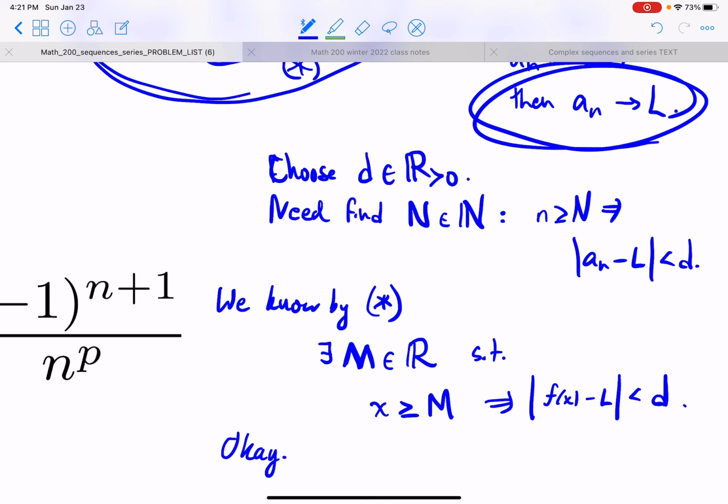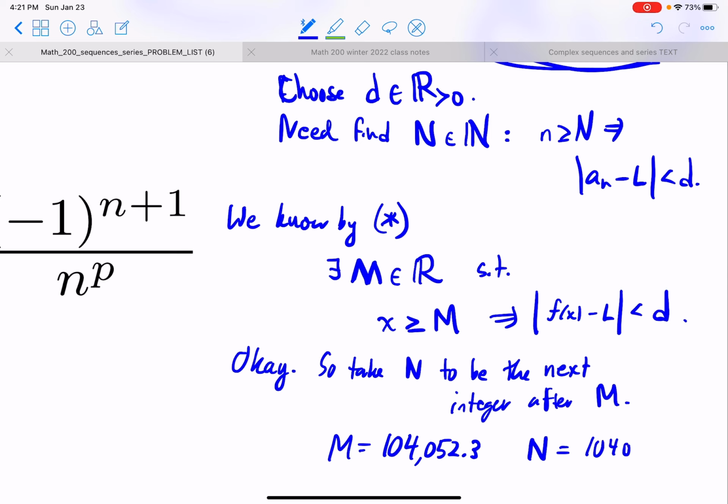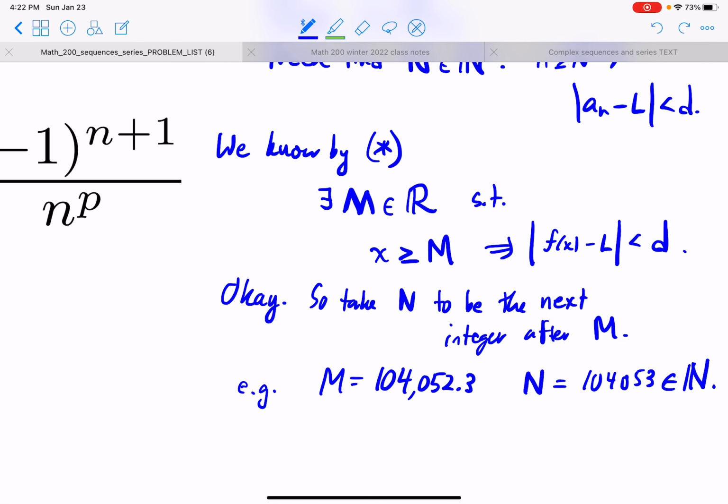Okay, well this is easy. Take n to be the next integer after capital M. Like if capital M was 104,052.3, then take n to be 104,053. For example, if M was that, N is that.